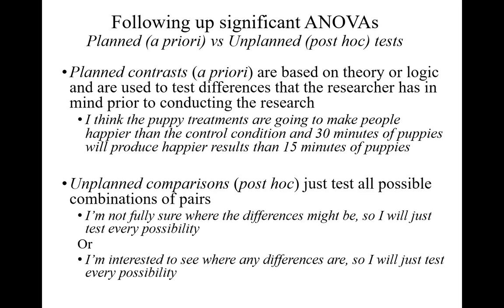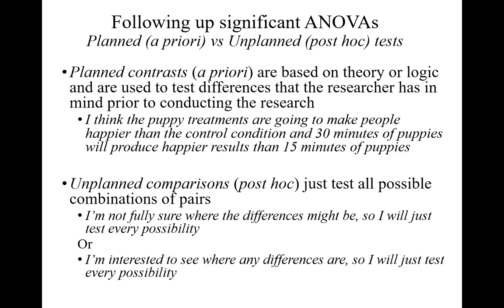Planned comparisons are also considered a priori, which basically means that you've come up with them prior to running the analyses. Planned contrasts are based on theory or logic, and are used to test differences that the researcher has in mind prior to conducting the research. An example, thinking about the puppy treatment that we looked at a couple of weeks ago: I think the puppy treatments are going to make people happier than the control condition. So that's when we talk about all the puppy treatments together being better than the control condition.